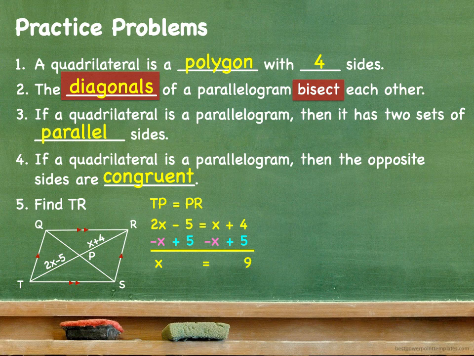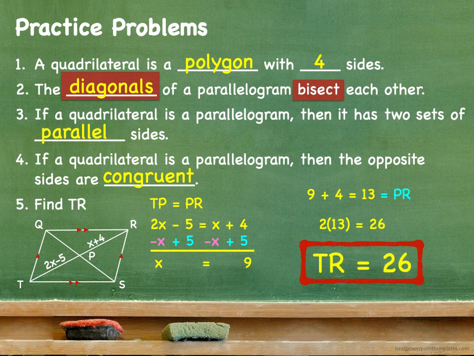I get x equal to 9, but they didn't ask me what x equals. They want the entire distance from T to R. So 9 plus 4 is 13. I can either take that and just double it, or I can take 2 times 9 minus 5, whatever. Regardless, I'm going to get 26, and it is 26 units.